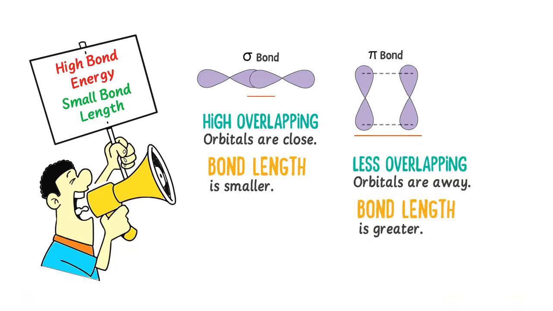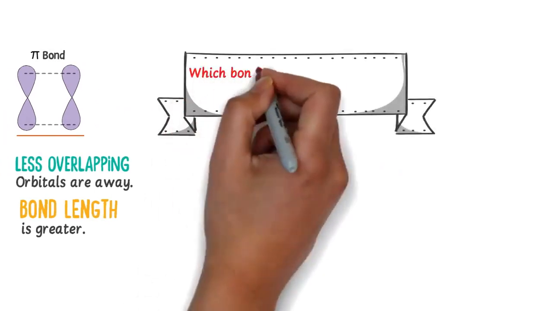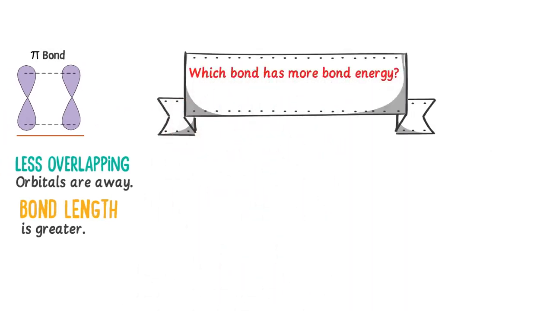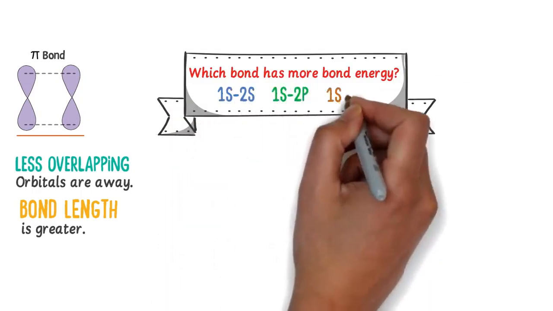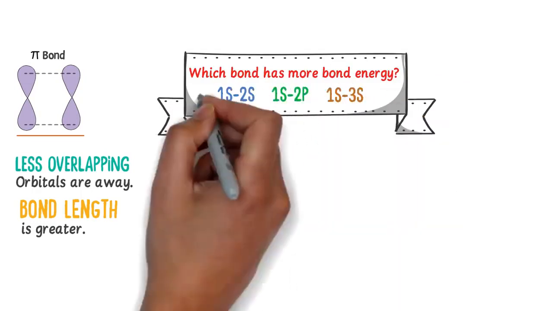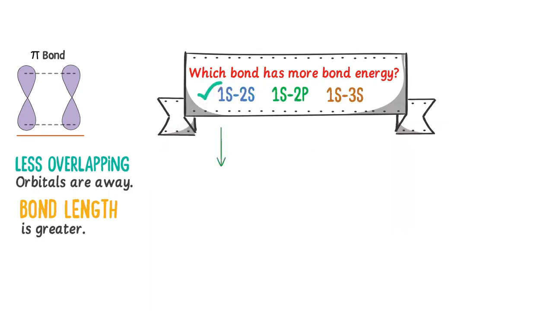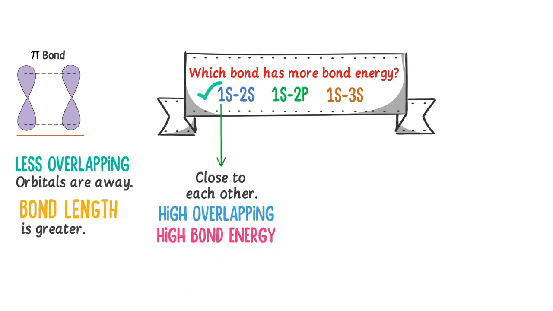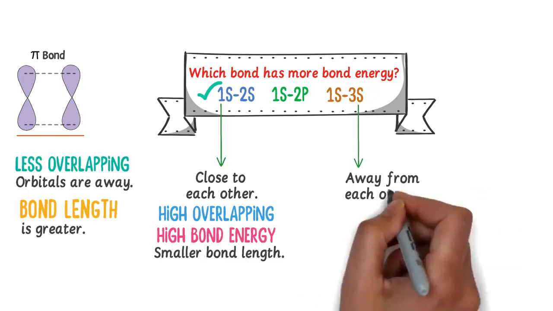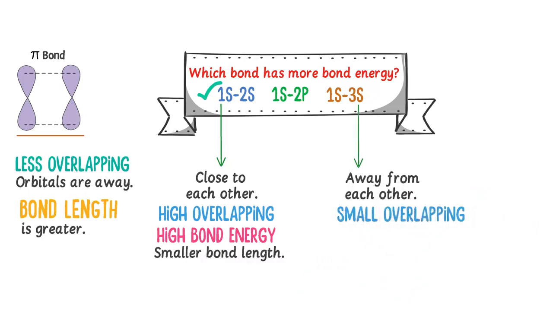So this is the order of bond energy. Here, let me teach you one bonus MCQ. Which bond has more bond energy or bond strength: 1s2s, 1s2p and 1s3s? Well, the answer is 1s2s because 1s and 2s are close to each other, so the extent of overlapping between them will be maximum and they will form strong bond, but its bond length will be minimum. While 1s3s are away from each other, so the extent of overlapping will be minimum and its bond energy will be smaller, but its bond length will be greater.